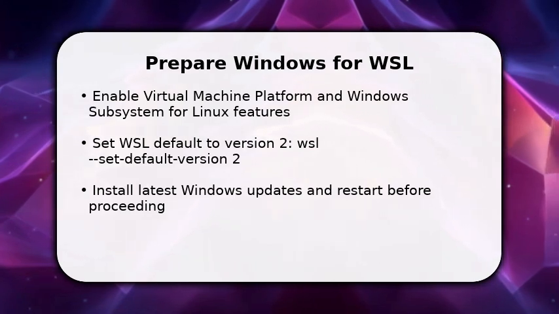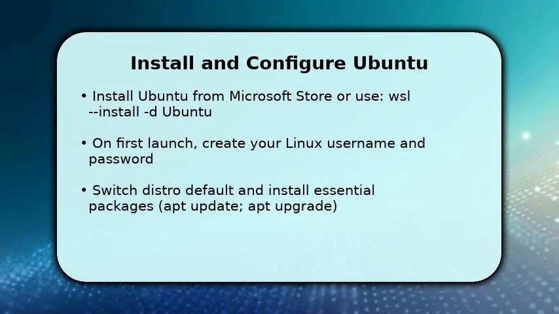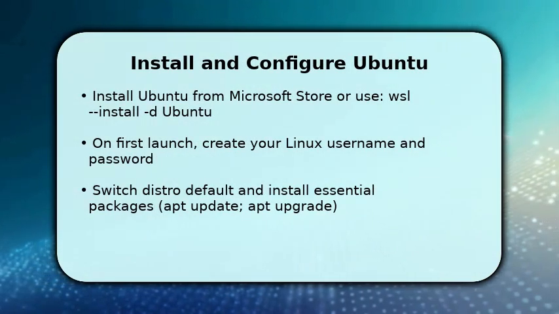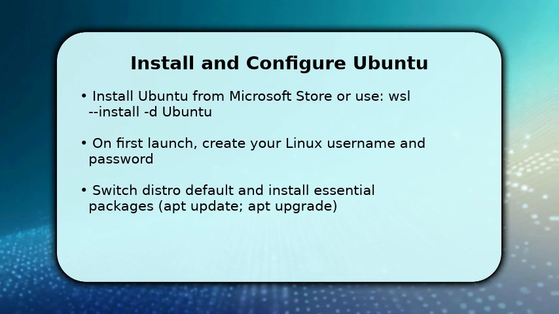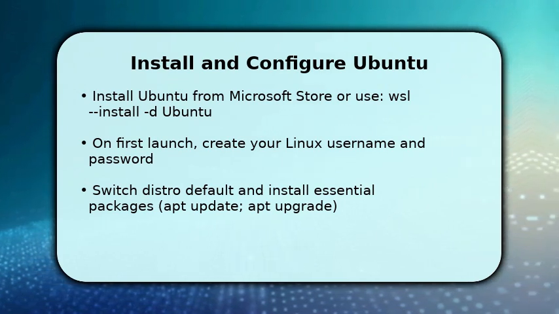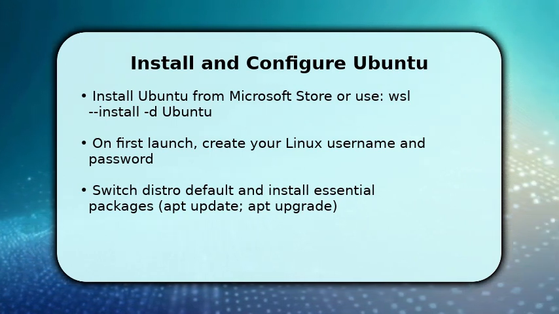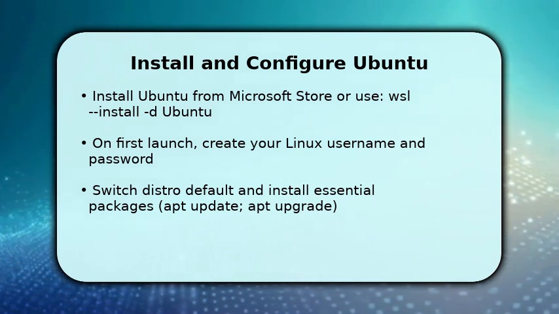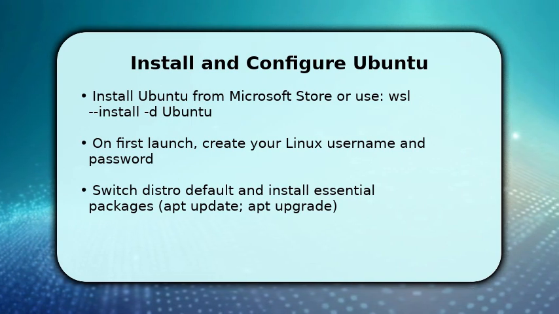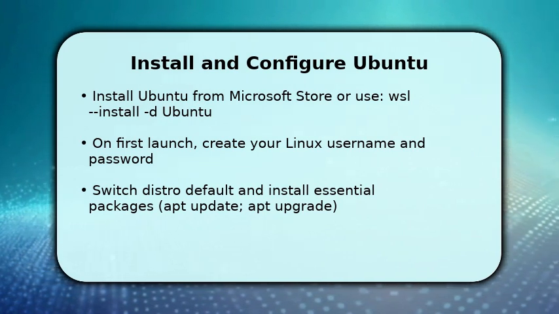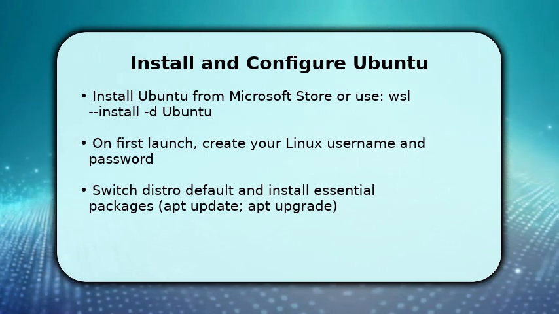You now install Ubuntu and configure it for daily use. Either open the Microsoft Store and install Ubuntu, or run wsl --install ubuntu from an elevated terminal. Once installed, launch the distro. On first run, create a Linux username and password. This becomes your sudo account. After login, run sudo apt update and sudo apt upgrade to fetch the latest security fixes. If you need the GUI, install a desktop or enable WSLg. Make sure to set your preferred distro as default.